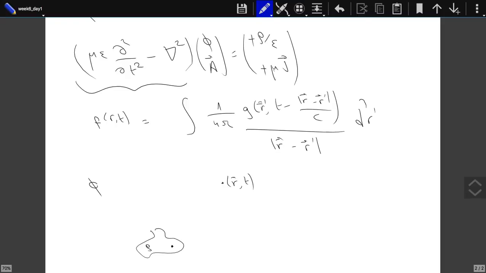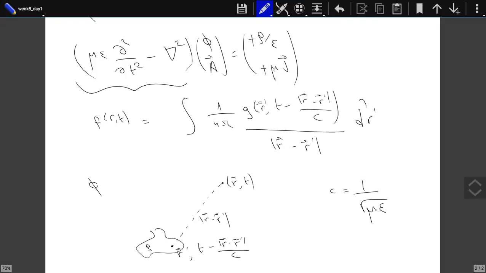Now anything that happens over here takes a finite amount of time to reach that point. So this distance is, let me just say, my r prime. This distance is r minus r prime. So the thing that affects this point happens at the point r prime, at the time t minus r prime over c. And c is just 1 over square root of mu epsilon.